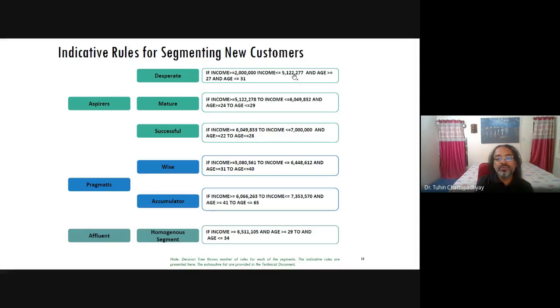Similarly, I'm slowly changing the income from 5.12 million to 5.12 million to 278. A person in the next income bracket and another age group will become mature. In that way, with a decent amount of probability, you can predict which particular segment a new customer can belong to.